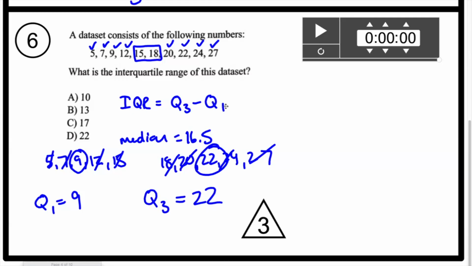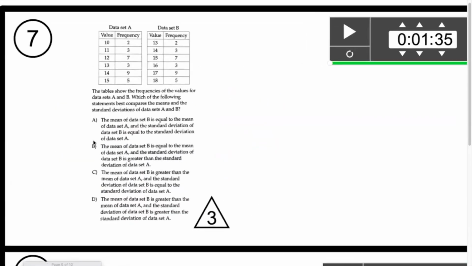And then the IQR is just subtracting them. And that gives me 13. So that's just how you find the quartiles if you need them. If you know how to find median, you're just doing the median of the first half and the median of the second half. All right, I'll make this one a little bigger.